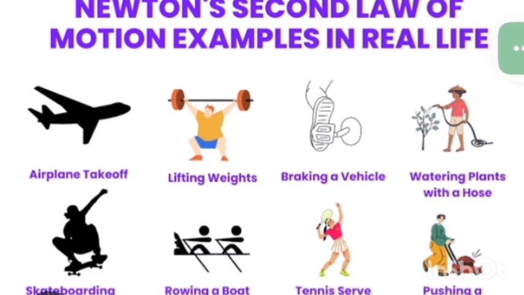The next we have on the screen is tennis serving. When you serve a tennis ball to another person, it is another example of Newton's second law of motion. Look at the screen again. Look at the next example. Watering a plant with a hose is another example of Newton's second law of motion. Then we have here again pushing a lawnmower. When a lawnmower is being used to cut grass, the person pushing it is applying Newton's second law of motion.